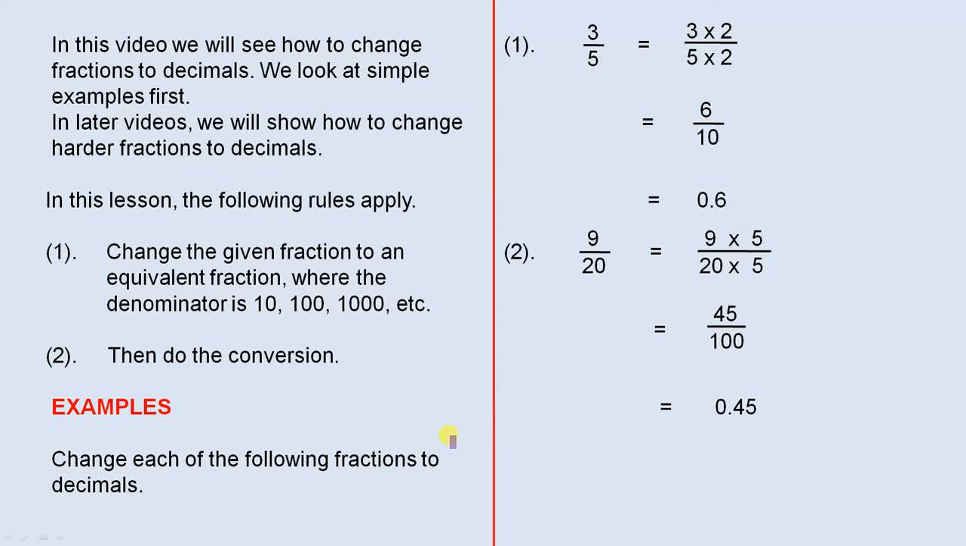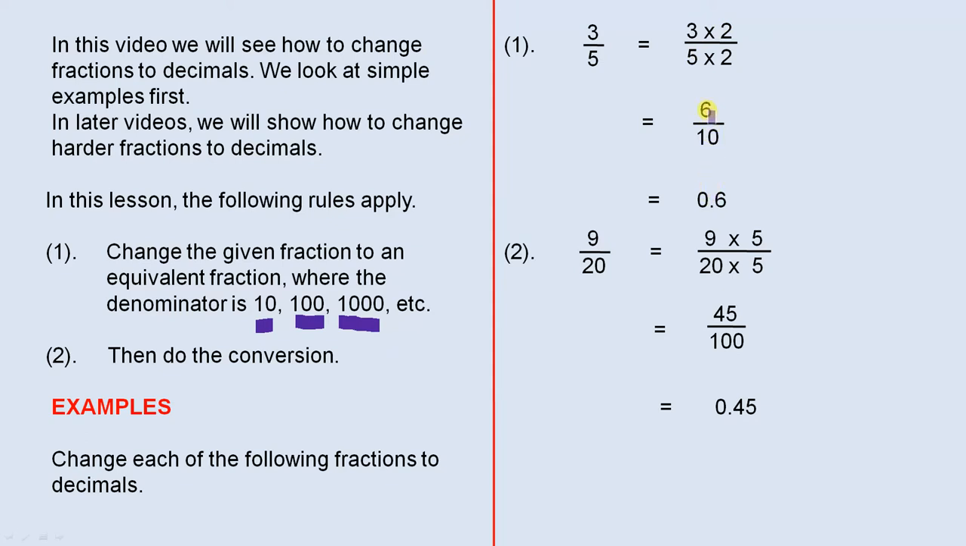Examples. Change each of the following fractions to decimals. The first one is 3 over 5. Now it said that we could have one of these denominators here to start with. Well, we can see that if we multiply 2 times 5, that will give us a denominator of 10. So we multiply 2 times 3. So we multiply top and bottom by 2. 3 2s are 6, 5 2s are 10, so we have 6 on 10.